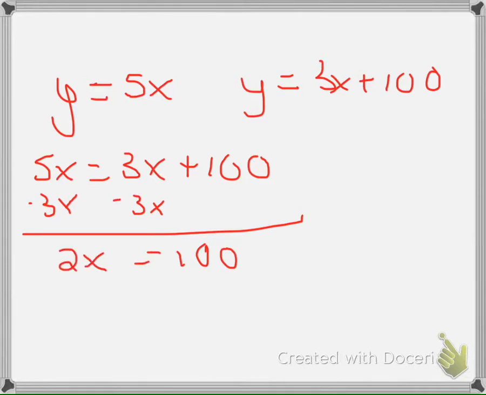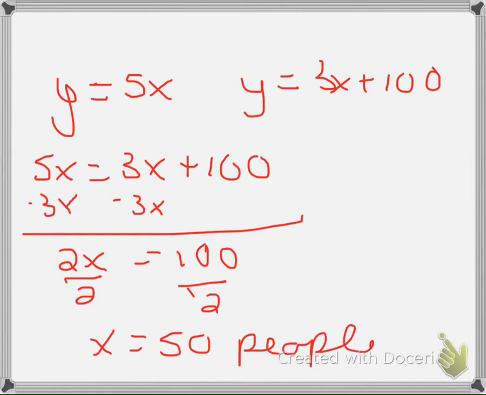And now to solve this, the opposite of multiplication is division. So I'll divide here and I'll divide here. Divide by 2, divide by 2, x equals 50. When there's 50 people is when the cost is going to be the same. So using just algebra, I don't have to extend the graphs out. I can actually find the answer. All of this should be written down on your paper.